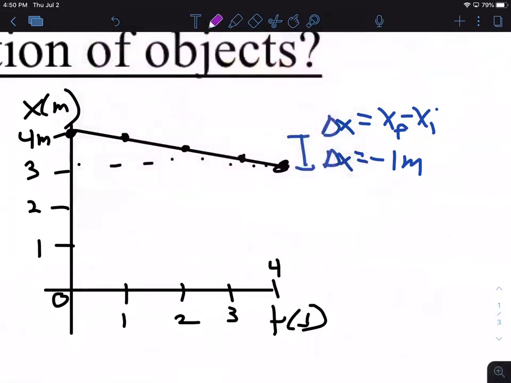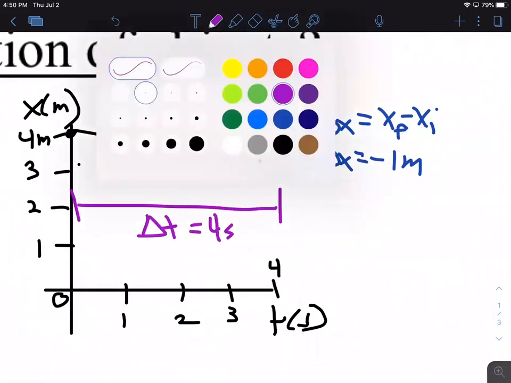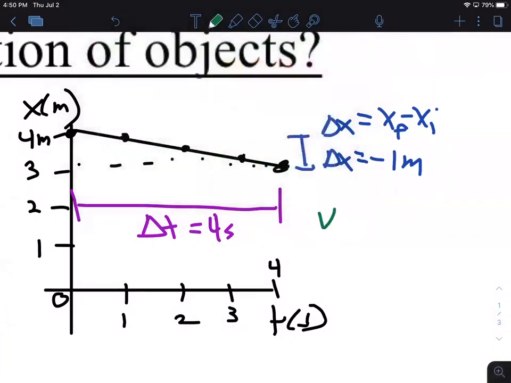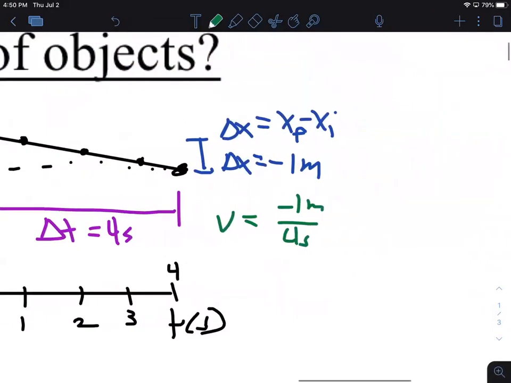And my delta t was 4 seconds. So I could find velocity is negative 1 meter over 4 seconds equals negative 0.25 meters per second. Negative is very important, because velocity has direction as well. So my speed, 0.25 meters per second.